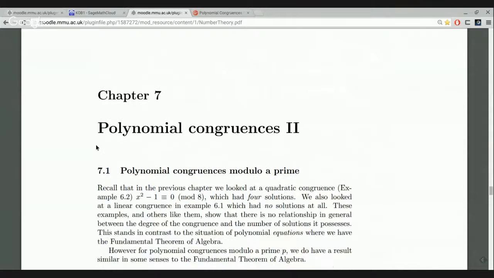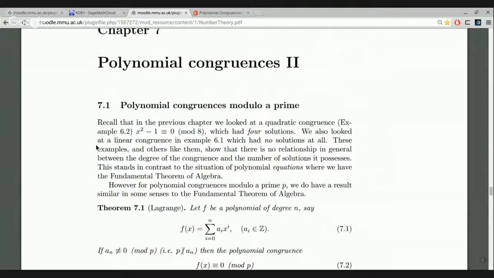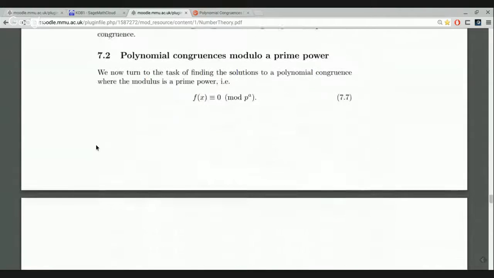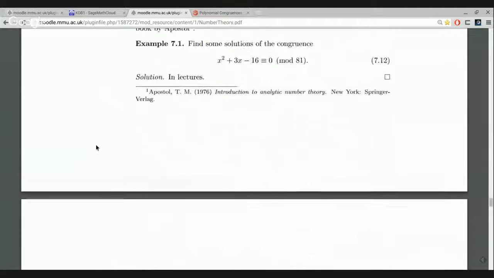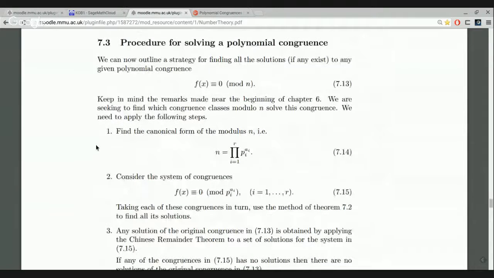Polynomial Congruences 2, and that is going to take all that, and what are we going to culminate in? We're going to culminate in describing the procedure for solving a general polynomial congruence modulo a general modulus, modulo n. Okay, we're going to use the material we've done in chapter 6 together with a few extra things from chapter 7 to describe that.